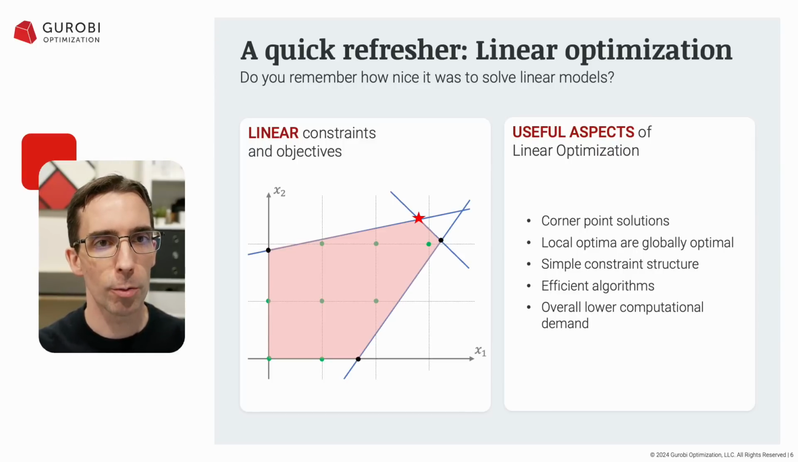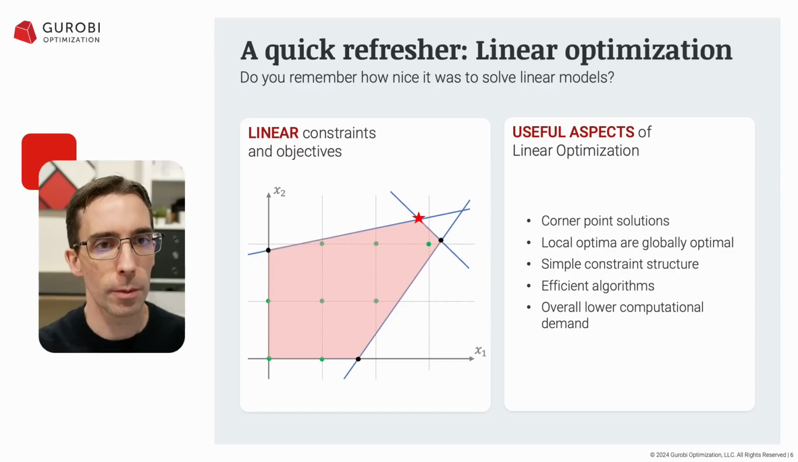Let's take a moment to review some of the nice properties of linear optimization models. First, corner point solutions. Optimal solutions for linear optimization problems can always be found at corner points of the polyhedron, simplifying the search. Another property is that local optimal solutions are also globally optimal. So once we reach a corner point of the polyhedron and there's no cost-improving directions, we know that we're at a globally optimal solution to the problem.